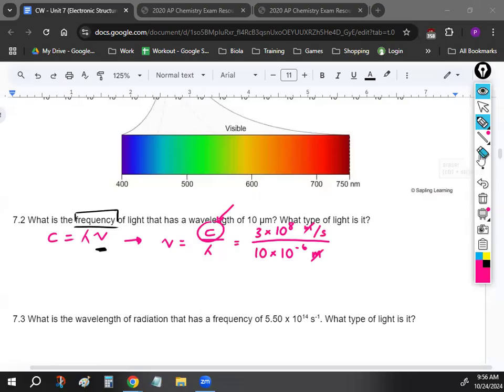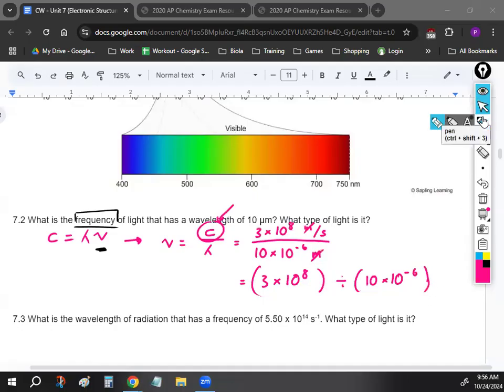The math here is pretty simple. After we do all that, it's going to be 3 times 10 to the 8 divided by 10 times 10 to the negative 6. I'll give you guys about 2 minutes. I think we learned how to do scientific notation in the first unit, but just to see if you're comfortable doing this, try it out. Check your answer with your partner, and then we'll go over it together.